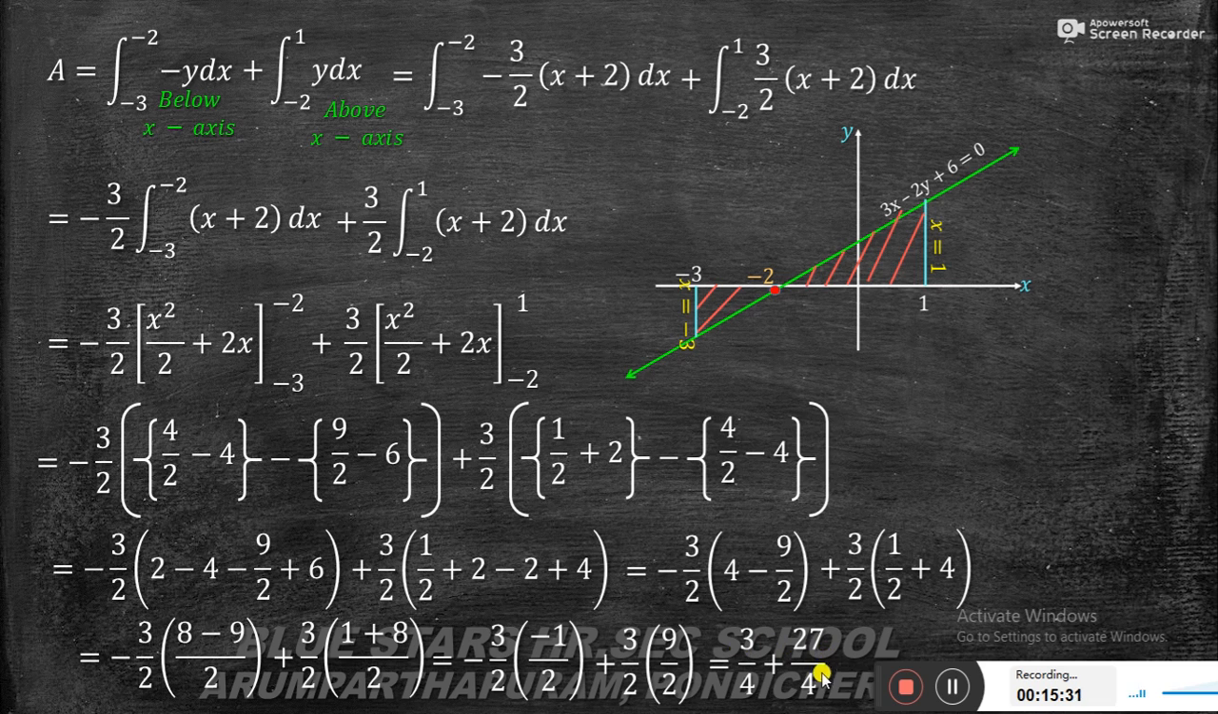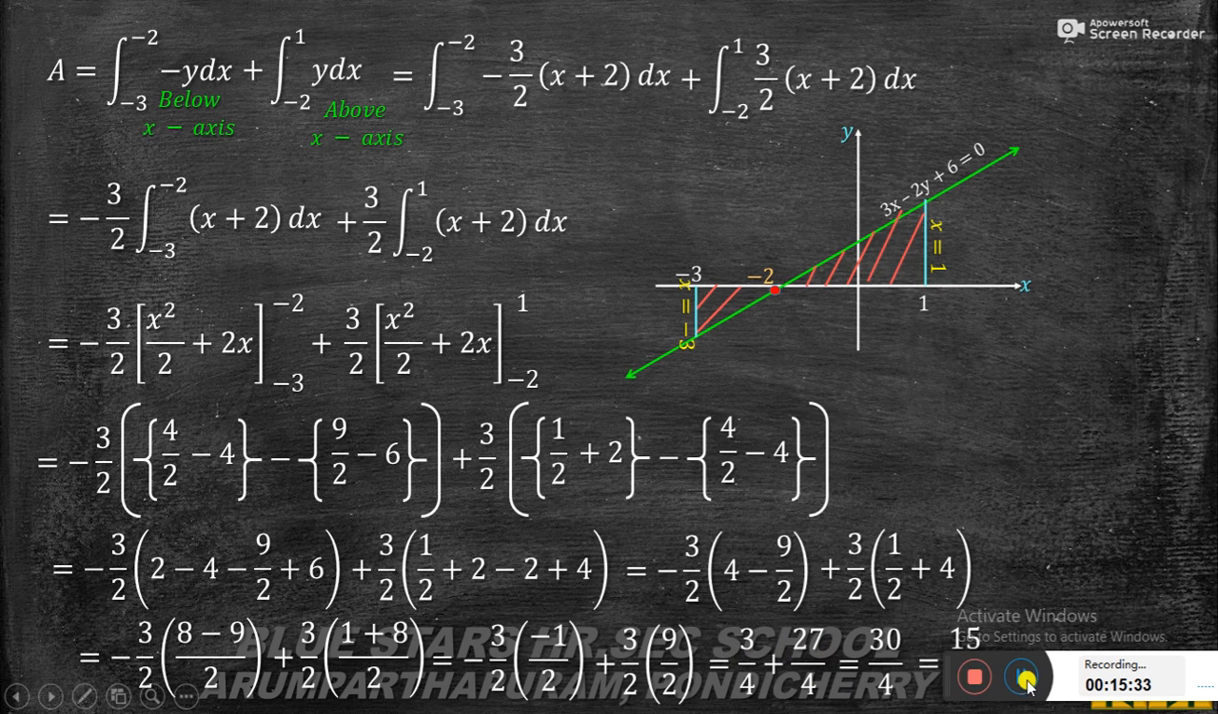27 plus 3, 30, 30 by 4. The answer is 30 by 4. This 30 by 4 means here 15 by, we cancel by the number 2, so we divide the 2 into the 30 means 15 by, here we cancel 4 by 2, so here 2. 15 by 2 is the square units.